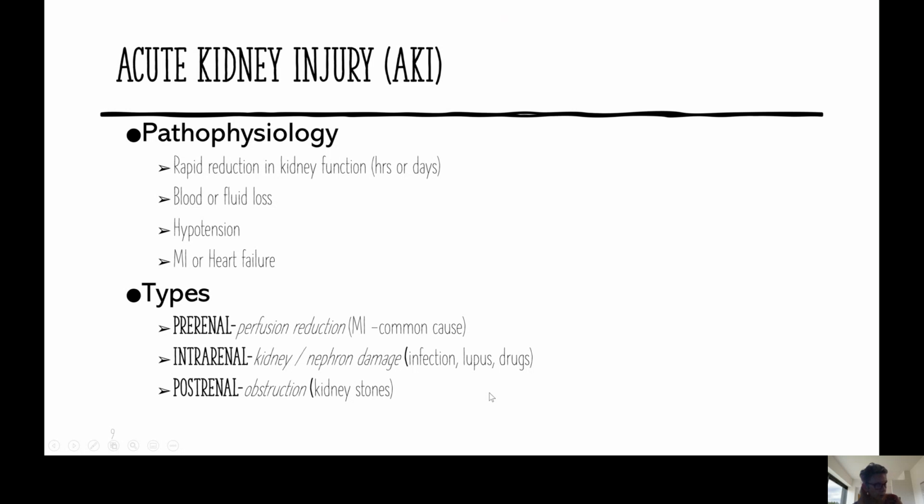So when you're going through your acute kidney injury scenario, you'll notice that there's 3 types. It could be pre-renal, which is perfusion has been reduced, the blood flow to the kidneys has been reduced, and a heart attack is a common cause. It could be intrarenal, meaning that for some reason the nephron has been damaged. Oftentimes that's from infection, like a severe pyelonephritis or something like that, lupus, which is an autoimmune disease, and drugs. Anything that's nephrotoxic could cause intrarenal damage and result in acute kidney injury. And then post-renal, most common example would be kidney stones.